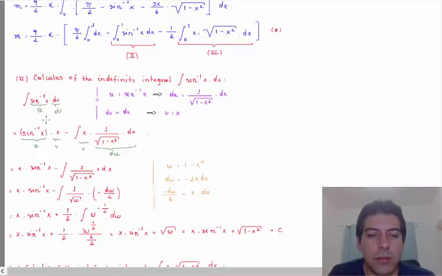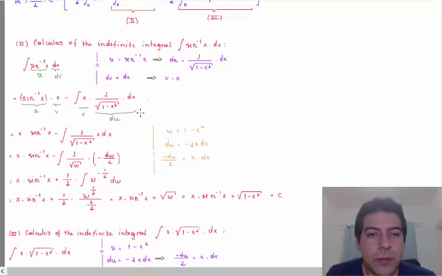So we'll call this term u and this dx dv. If u is equal to sine minus 1 of x, du will be equal to 1 over square root of 1 minus x squared dx. This is the derivative of sine minus 1, and since dv is dx, if we apply the integral on both sides, we can conclude that v is equal to x.